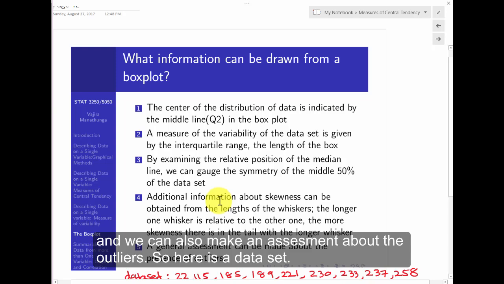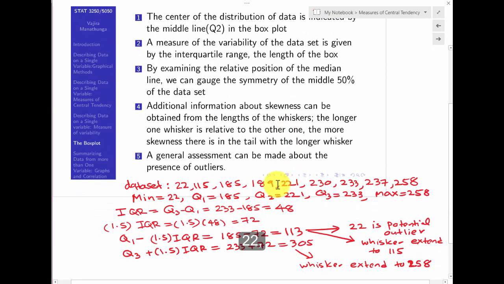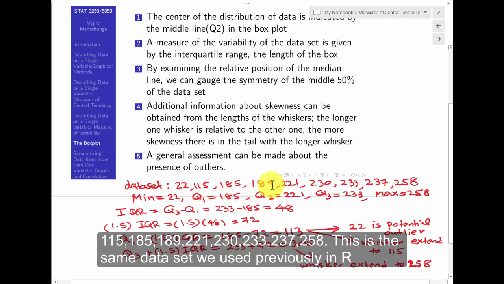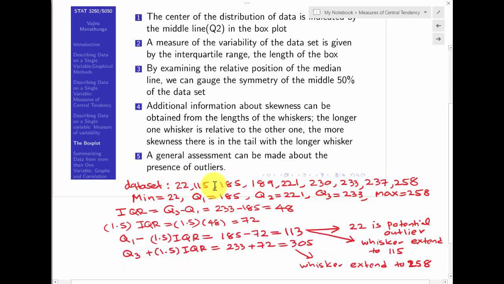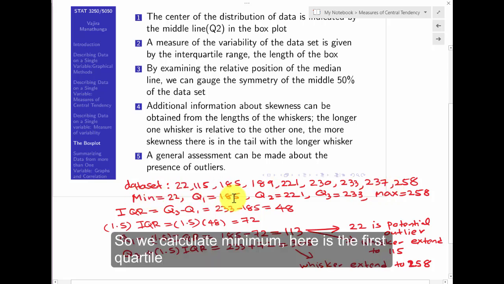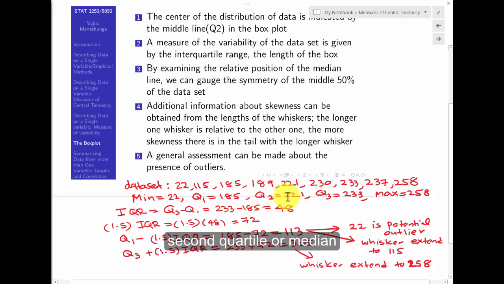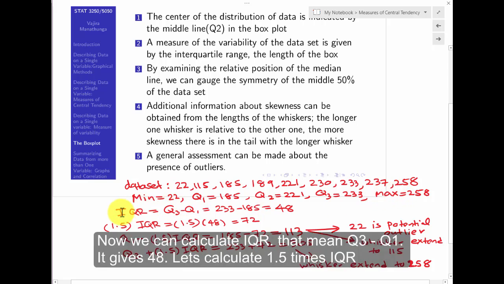So here is a data set: 22, 115, 185, 189, 221, 230, 233, 237, 258. This is the same data set we used previously in our output. So we calculate the minimum. Here is the minimum, here is the first quartile, second quartile or median, third quartile, and the maximum. Now we can calculate the interquartile range. That means Q3 minus Q1, which gives you 48. Let's calculate 1.5 times IQR. That means 1.5 times 48, which gives you 72.